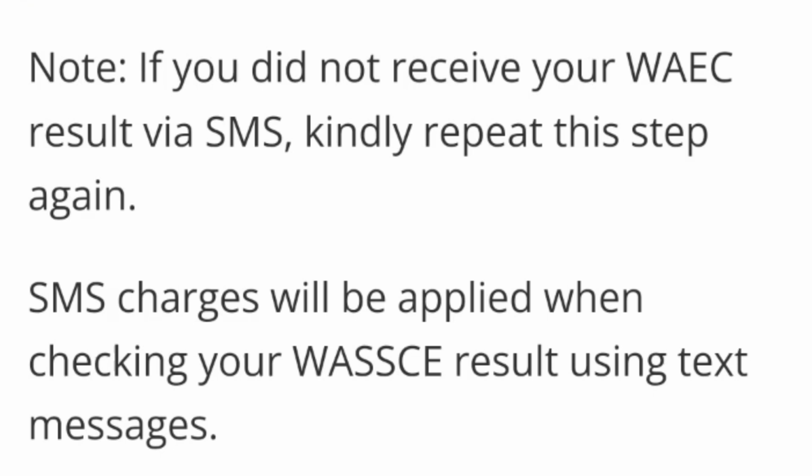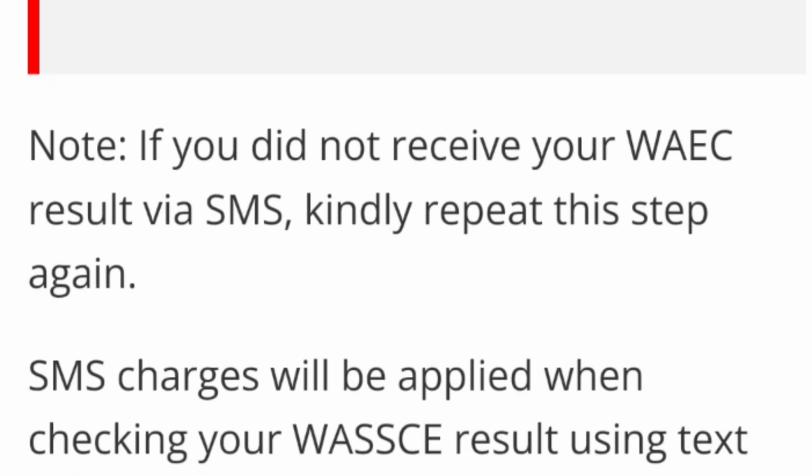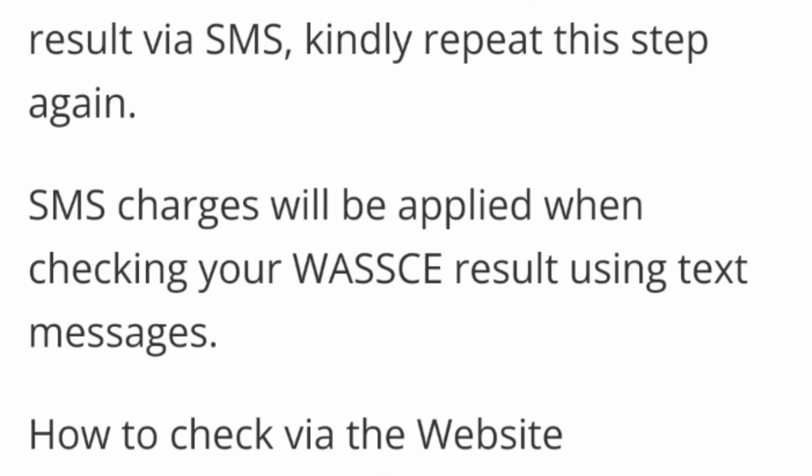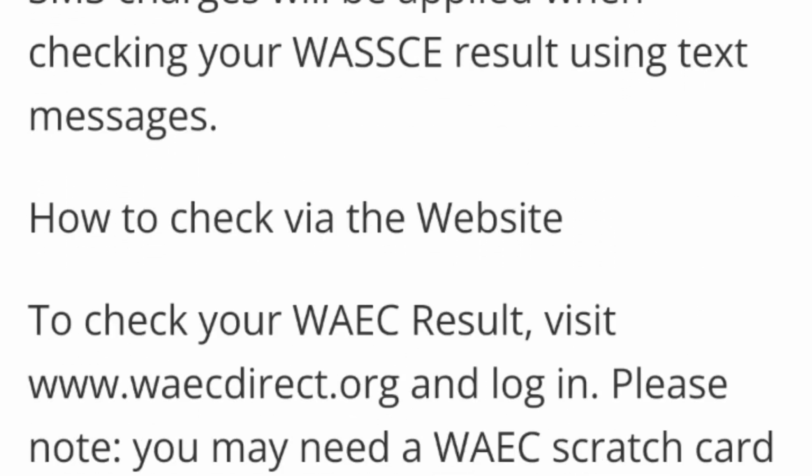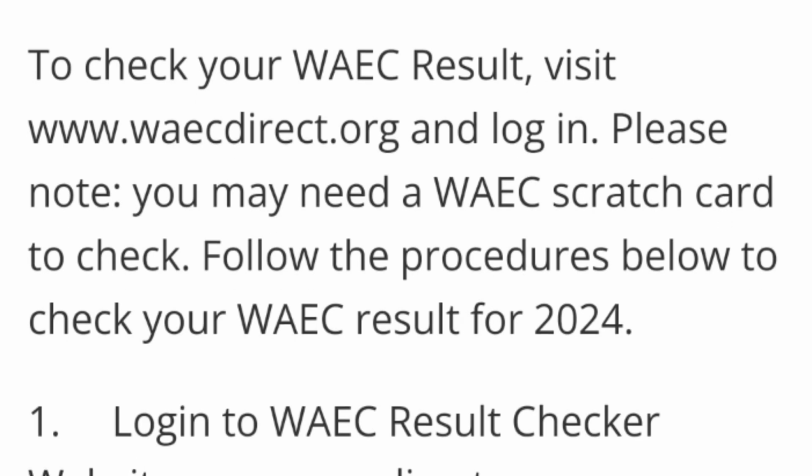So the second one that I will discuss is how to check it online through the website. How to check via the website? To check your WAEC results, visit www.waecdirect.org and log in. Please note, you may need a WAEC scratch card. Even for the text message, you will need it to check. So follow the procedure below to check your WAEC results for 2024.